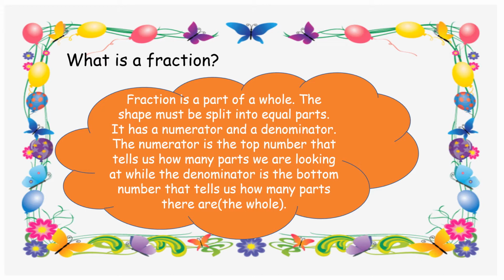A fraction is a part of a whole, and the shape must be split into equal parts to be called a fraction. A fraction has a numerator and a denominator. The numerator is the top number that tells us how many parts we are looking at, while the denominator is the bottom number that tells you how many parts there are. The denominator tells you the number of the whole parts.